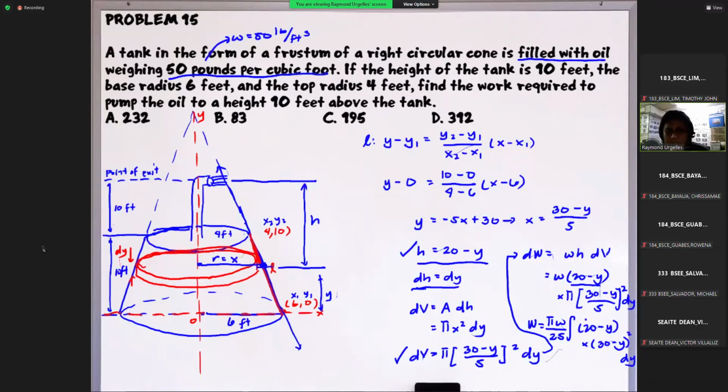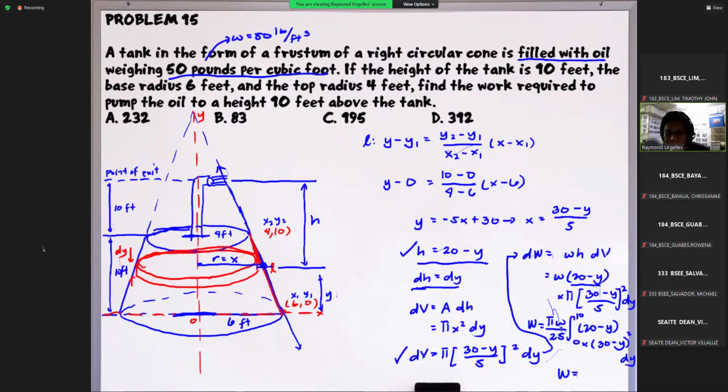Ano yung limits of integration natin? Yung laman lang ng frustum. That's from the bottommost part, y is equal to 0, hanggang sa topmost part, y is equal to 10. Therefore, this is from 0 to 10. So lalabas sa atin dito na work done.